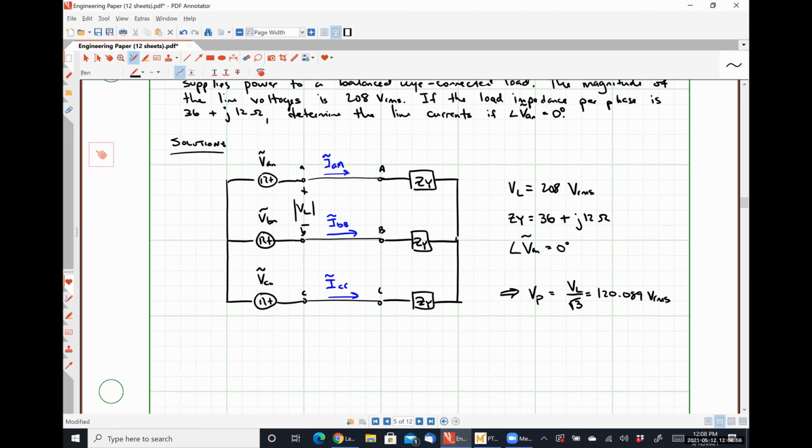Yeah. Because if you think about it, the magnitude of both are 120, but since they're 3-phase, you get a higher power output. Yes.